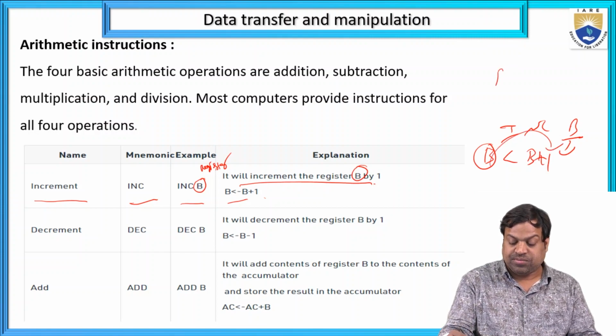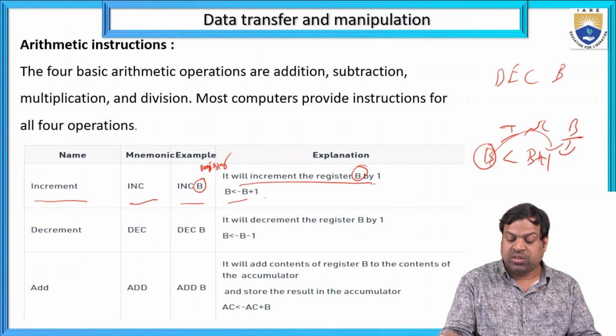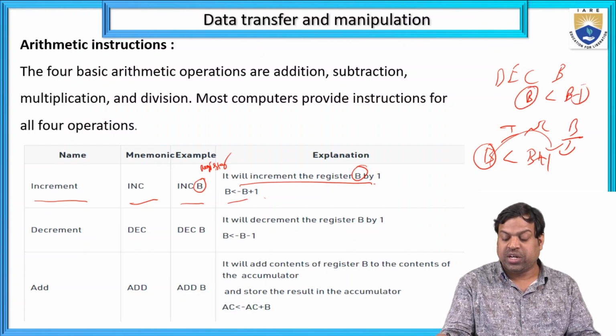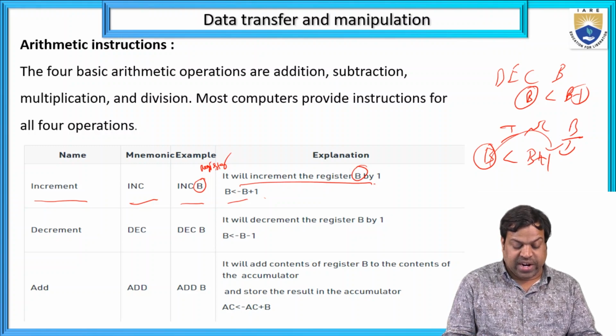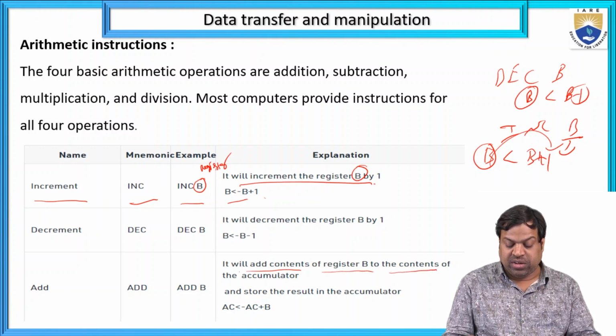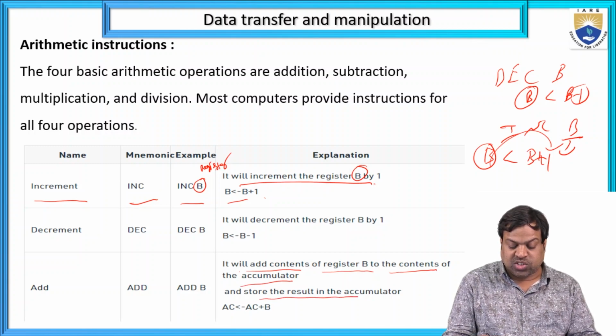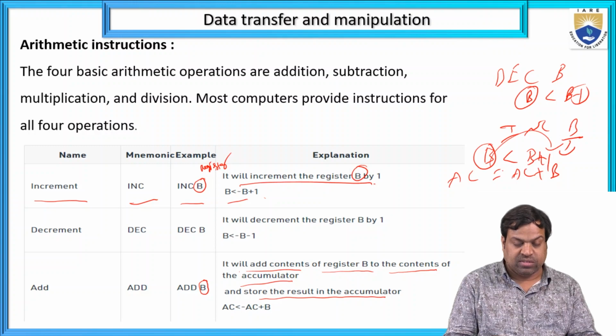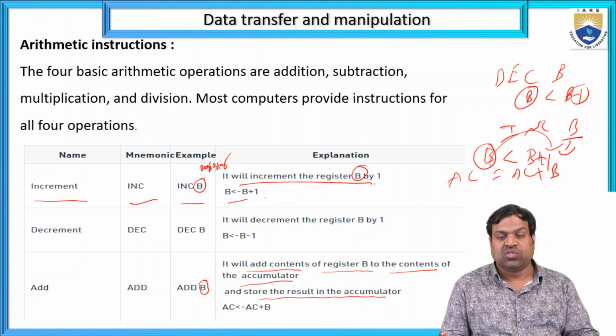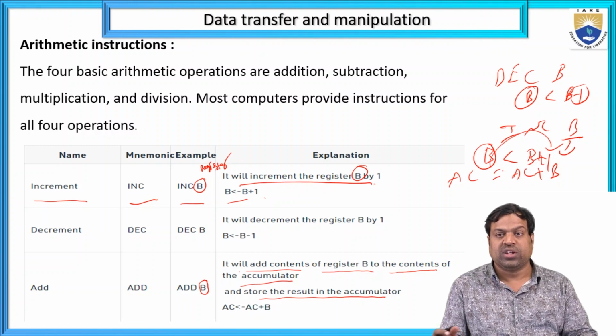Next, decrement. DEC B means B tends to B minus 1. So the value of B will be decremented by 1. Add: it adds the contents of register B to the contents of the accumulator, and the result is stored in the accumulator. AC tends to AC plus B. So the resultant value is stored in the accumulator. The accumulator is a register for storing the resultant value.